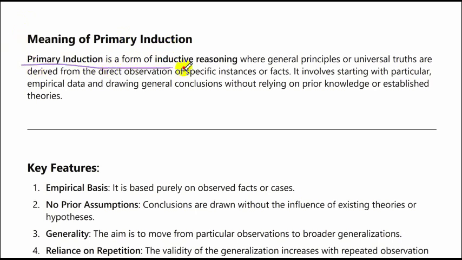Primary induction is a form of inductive reasoning. So it is a part of inductive reasoning, divided into primary and secondary, where general principles or universal truths are derived from the direct observation of specific instances or facts. This was already explained in the definition of inductive reasoning. It moves from specific instances or observations to a general conclusion. It involves starting with particular empirical data and drawing general conclusions without relying on prior knowledge or established theories.